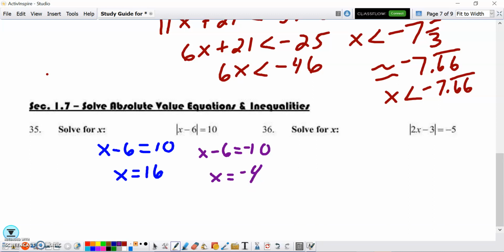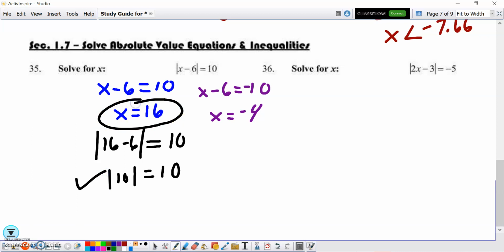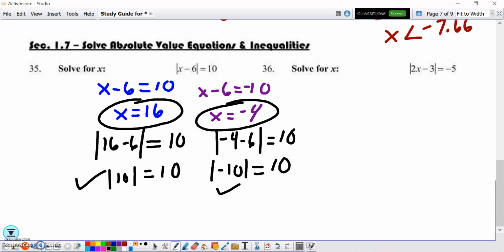So let's plug it in. So 16 minus 6. Well, the absolute value of 10, does that equal 10? Yes, so that is a solution. All right, let's plug the other one in. And we get the absolute value of negative 10 equals 10. Yes, that is true, so that is also a solution.